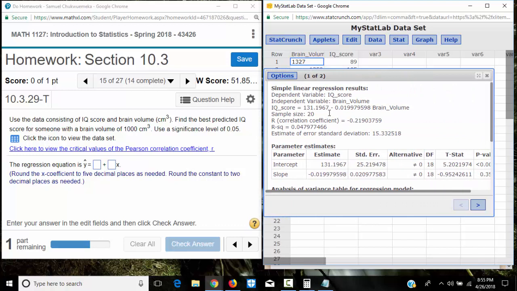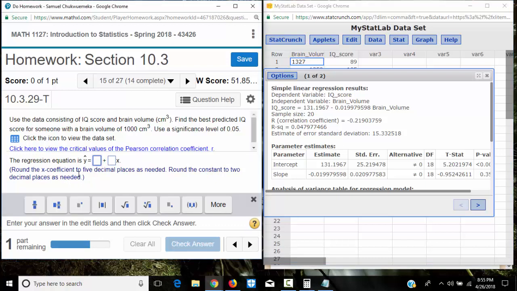The y-intercept of the regression equation, okay, it says here, round the x coefficient to 5 decimal places as needed. That's the slope. Excuse me. And then the constant to 2 decimal places as needed. The constant is the y-intercept. So the y-intercept to 2 decimal places as needed is 131.2. Then the slope to 5 decimal places as needed is negative 0.01998.